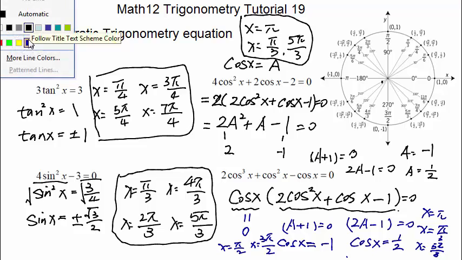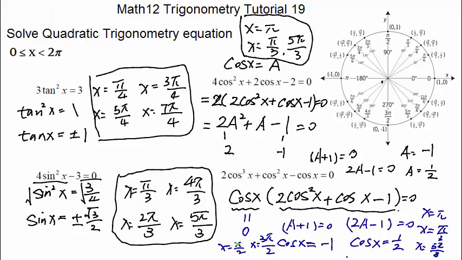Let me circle this. So we got 1 solution here, 2 solutions here. So these 2 solutions come from cosine x equal to 0, and then the 3, 4, and 5. These 3 solutions come from this whole part, and then x equals pi comes from cosine x equal to negative 1, and then cosine x equal to half gave these 2 solutions. So we got 5 solutions for this equation.